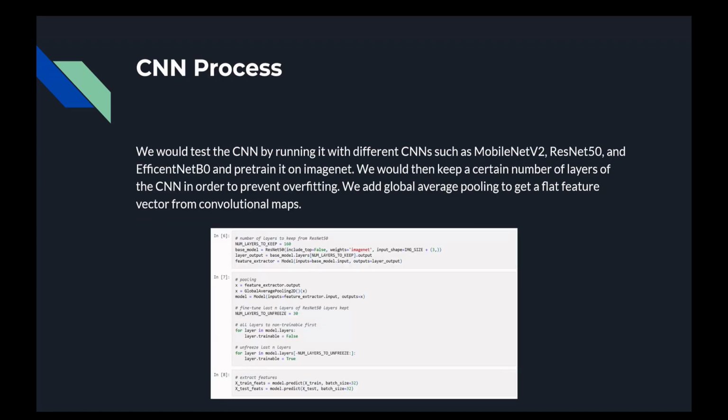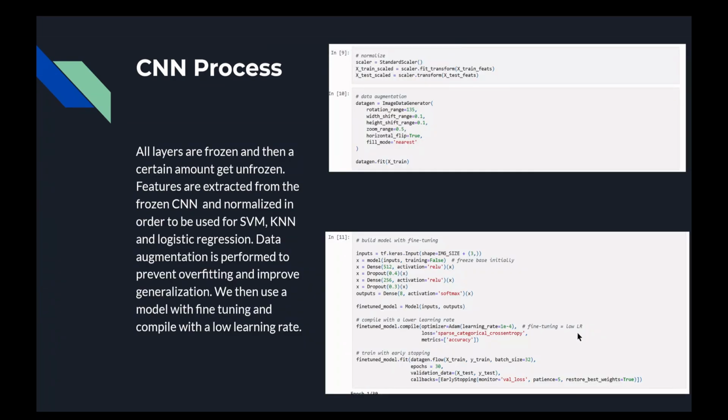Our CNN process. We would test the CNN by running it with different CNNs, such as MobileNet v2, ResNet 50, and EfficientNet B0, and pre-train it on ImageNet. We would then keep a certain number of layers of the CNN in order to prevent overfitting. We add global average pooling to get a flat feature vector from convolutional maps. All layers are frozen and then a certain amount get unfrozen.